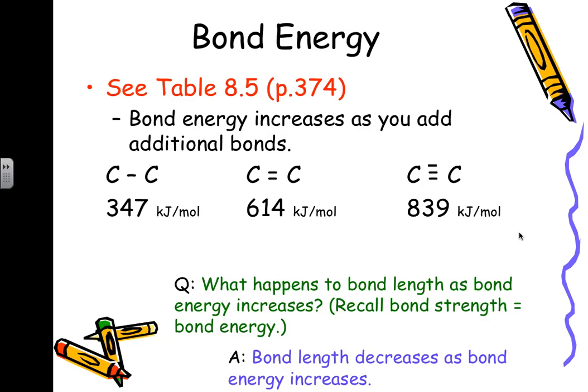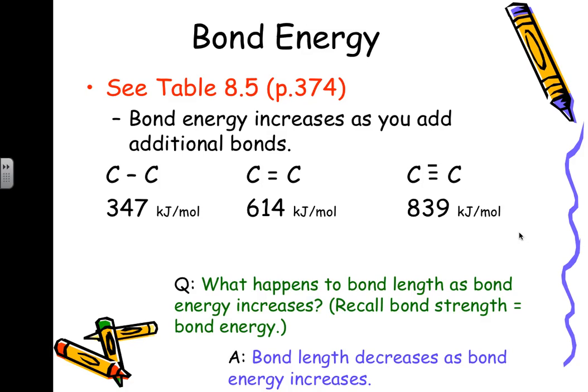So on page 374, it actually offers you right in a row the carbon-carbon single, double, and then triple bond. And if you look over into the far column, you'll see the values that I have listed on the screen here. 347, 614, and then 839. And so noting here that bond energy increases as you add additional bonds. That's something we've actually been talking about before.